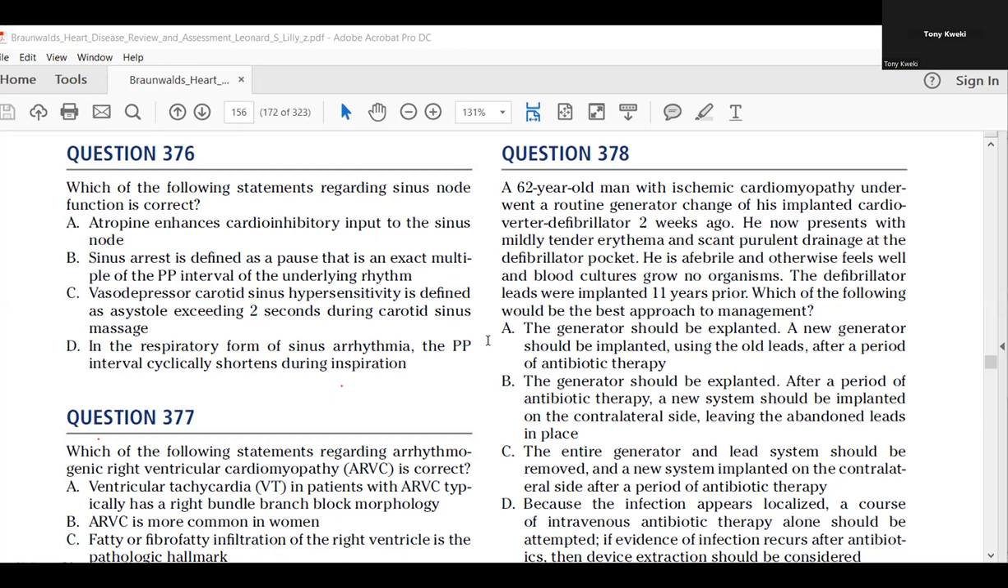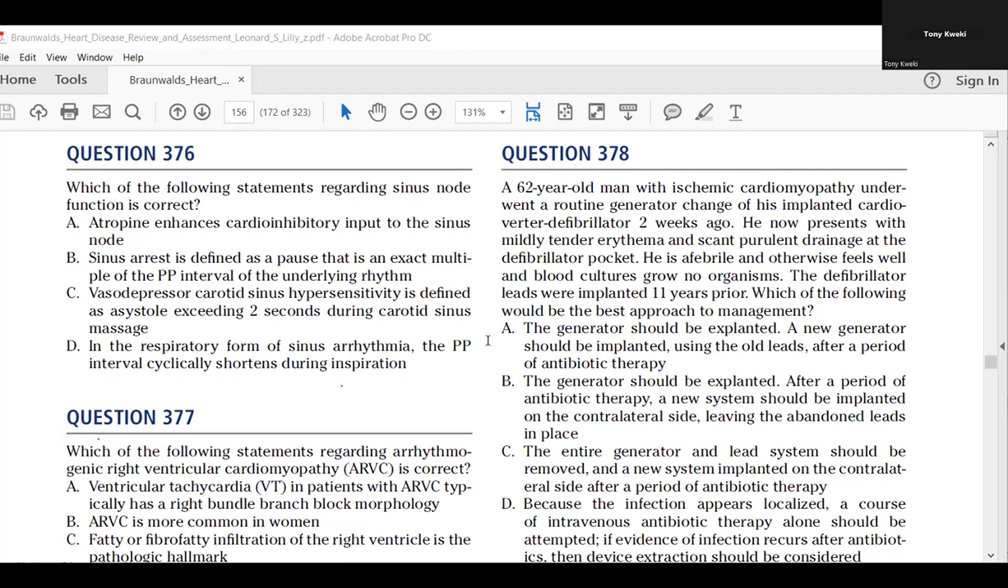Also, another option says that vasodilator, vasodepressor carotid sinus hypersensitivity is defined as asystole exceeding 2 seconds during carotid sinus massage. However, cardioinhibitory carotid sinus hypersensitivity is ventricular asystole.